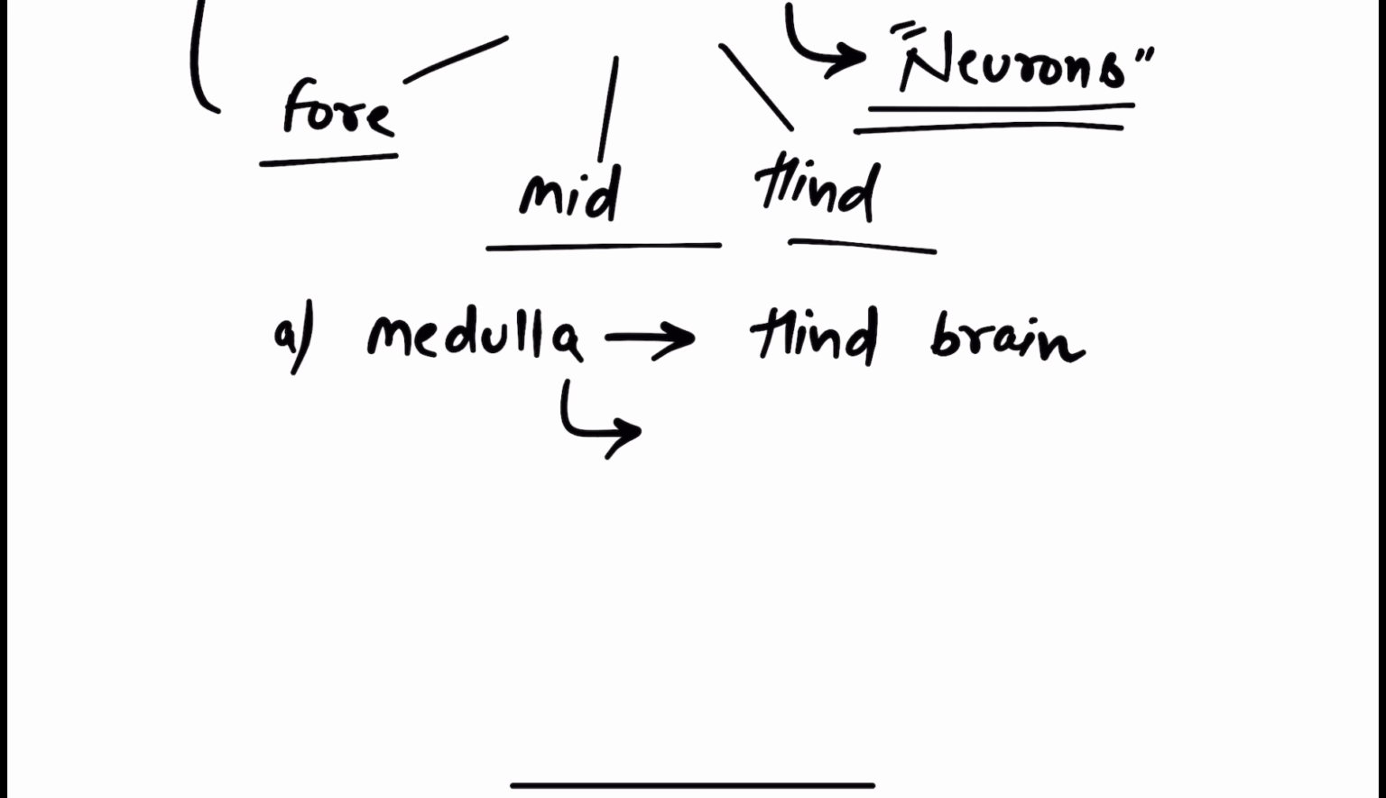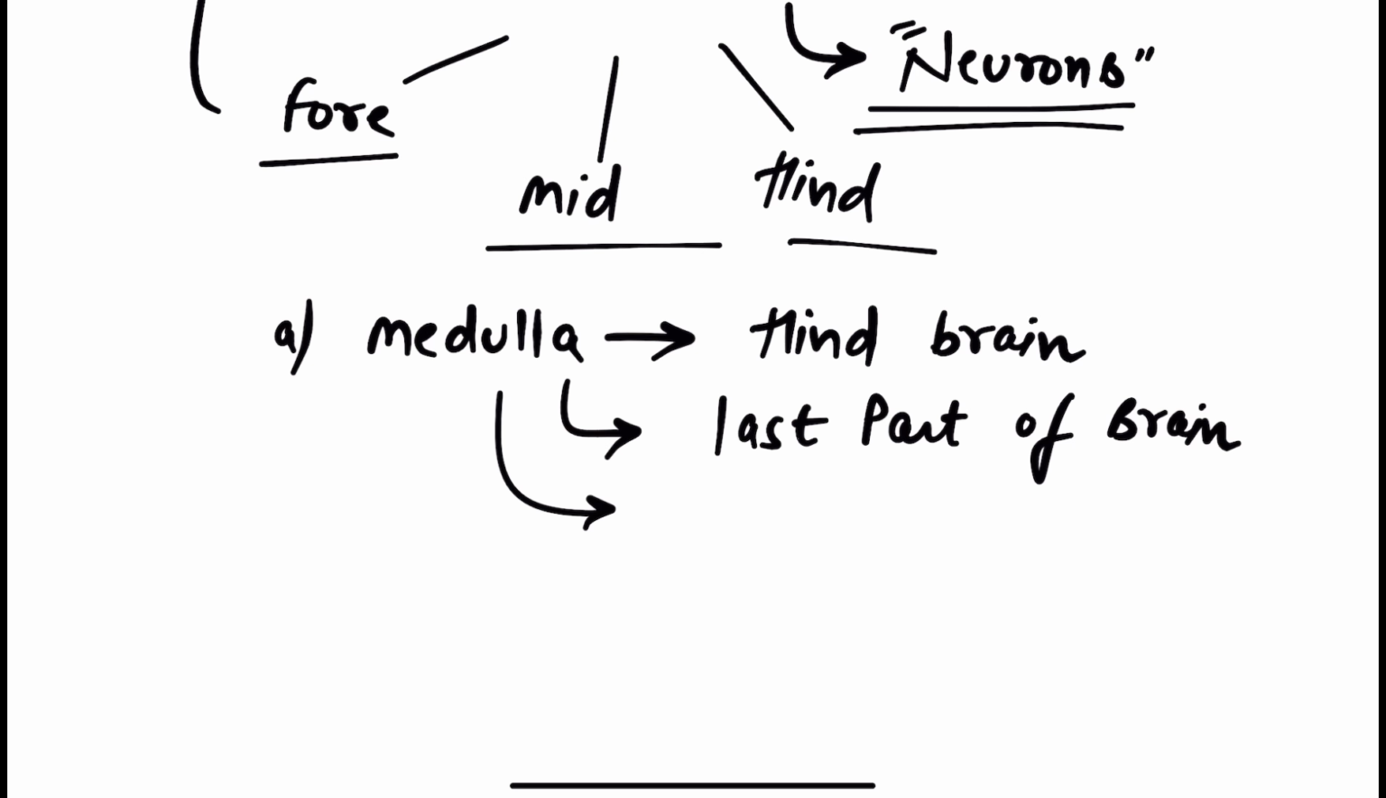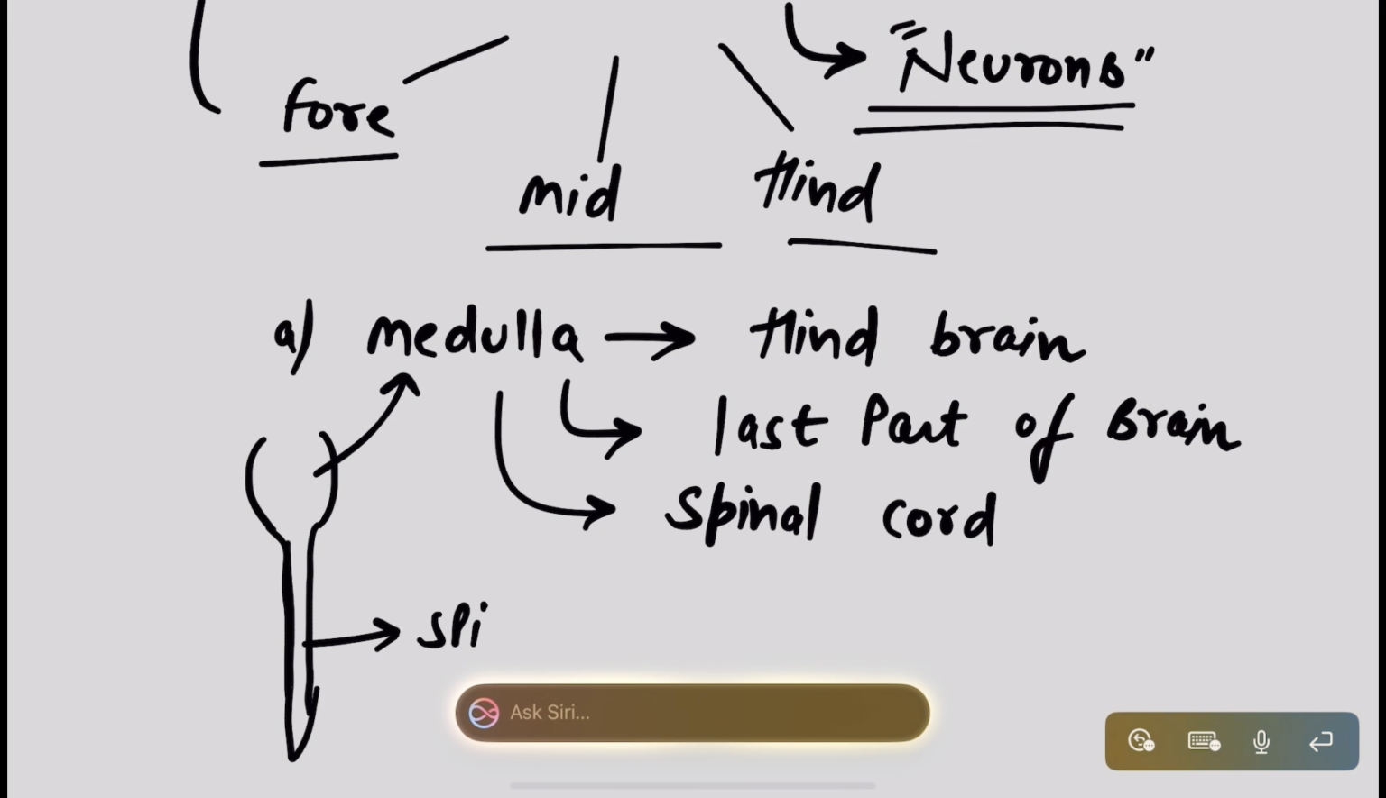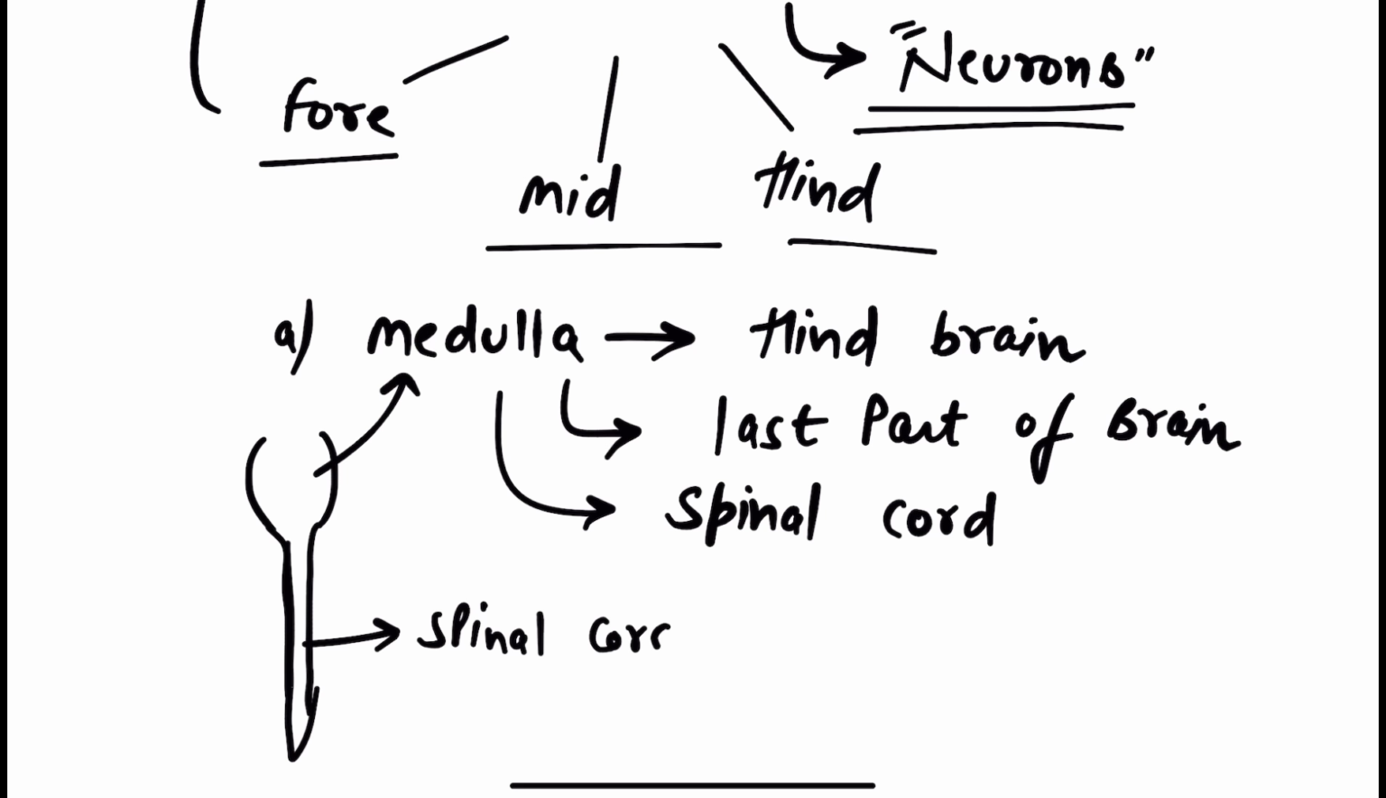It is the last part of the brain. And from the medulla, another central nervous system part emerges, which is known as spinal cord. So imagine this is the last part of the brain, which is known as what? Medulla. And from the medulla, another thing comes out, and this is known as spinal cord. So medulla is the last part of the brain. It is a part of hindbrain, and from the medulla spinal cord emerges out.